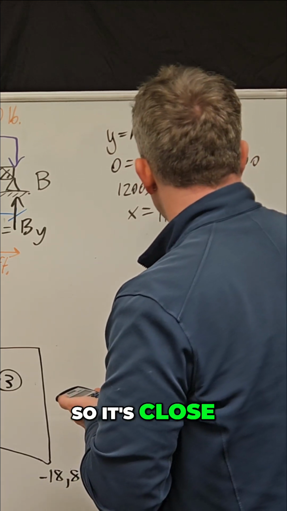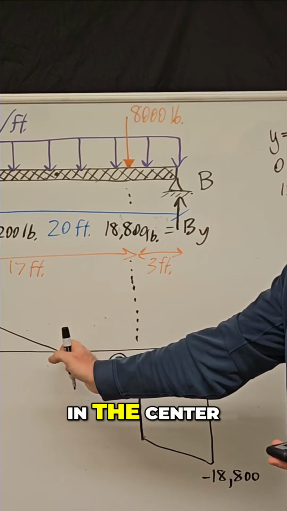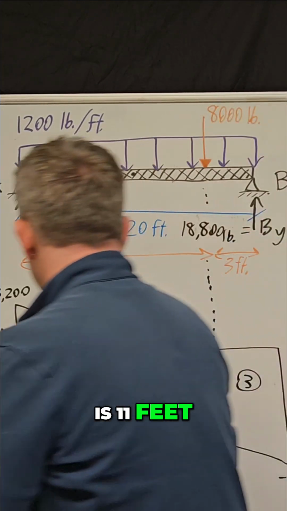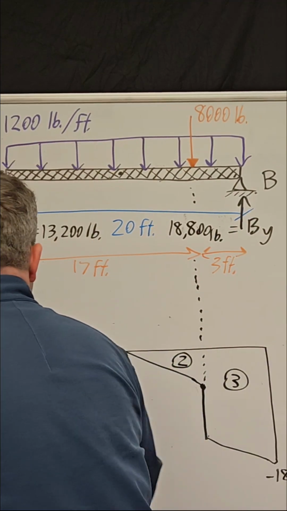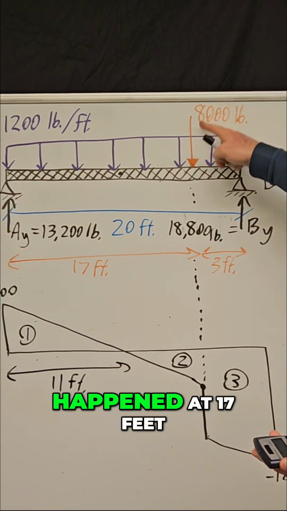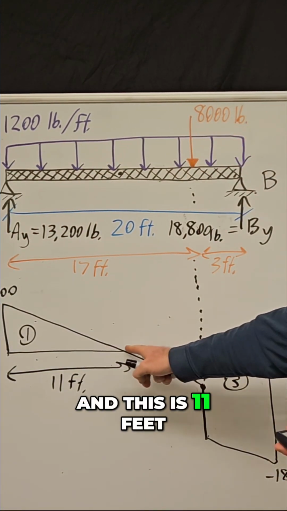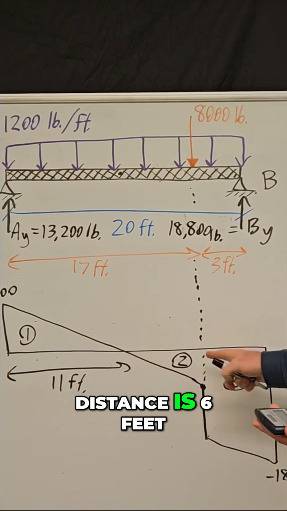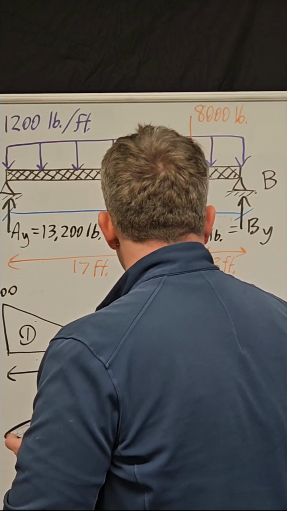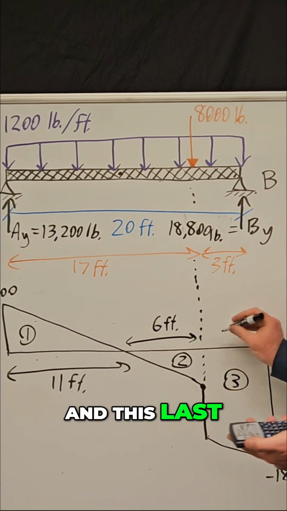So it's close to what it used to be, but instead of right here in the center, it's actually shifted 1 to the right. And so that means this distance is 11 feet. I'm going to mark that. And that means if this load happened at 17 feet and this is 11 feet, then this distance is 6 feet. So I'm also going to add that in here. This is a 6-foot distance. And this last bit is 3 feet.